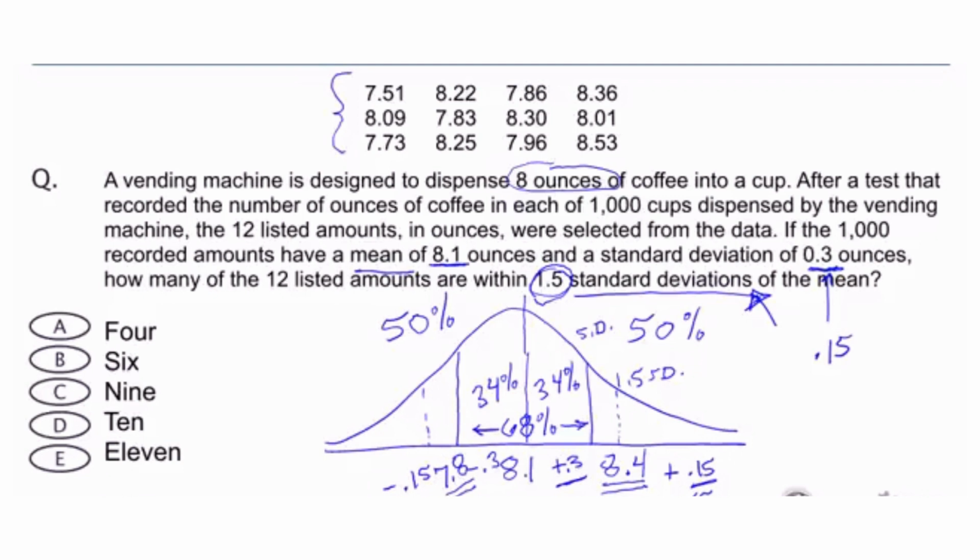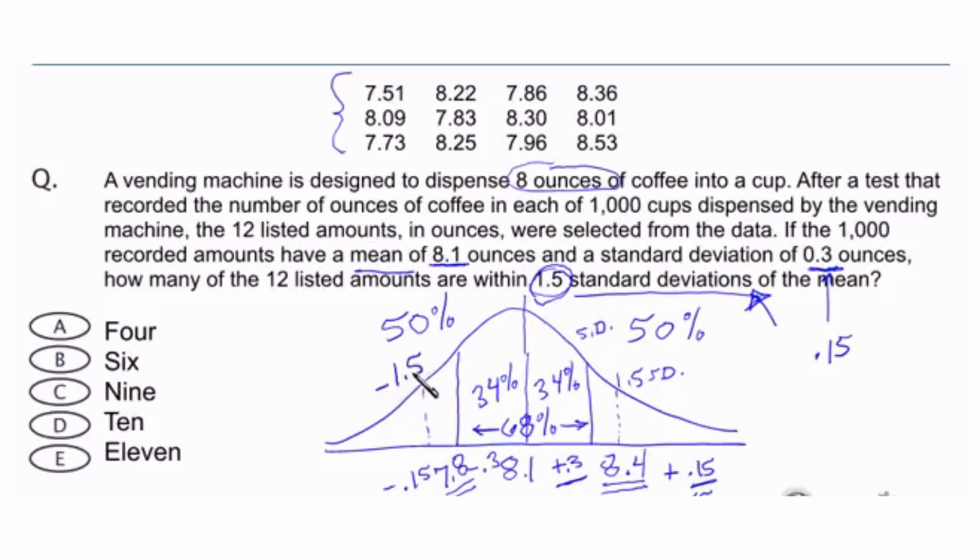And if you do that subtraction, it's 7.65 ounces. And so all of the cups of coffee between 7.65 and 8.55 lie within that 1.5 standard deviations on either the positive side or negative side. Does that all make sense? I really hope that makes sense, because at this point we have determined the range of 1.5 standard deviations, right?